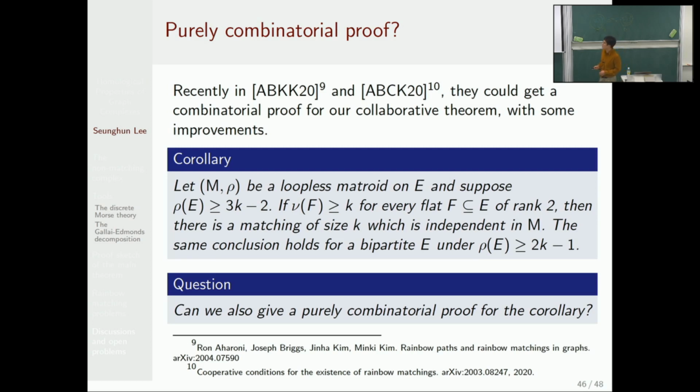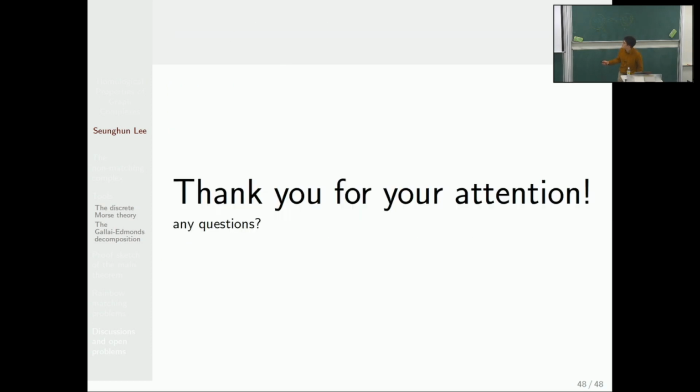What's the matching number of a matroid? So this is a matroid on the edge set, a matroid on a graph. There is a graph, and also there is a matroid here. And my question is, can we also give a purely combinatorial proof for this corollary? I'll stop here. Thank you for your attention.